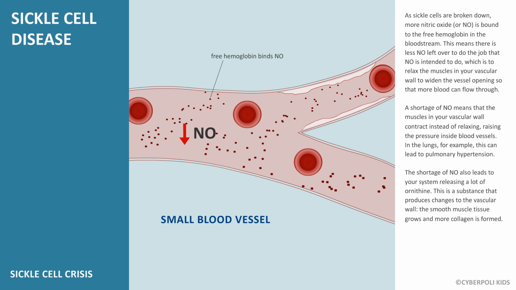The shortage of NO also leads to your system releasing a lot of ornithine. This is a substance that produces changes to the vascular wall. The smooth muscle tissue grows and more collagen is formed.